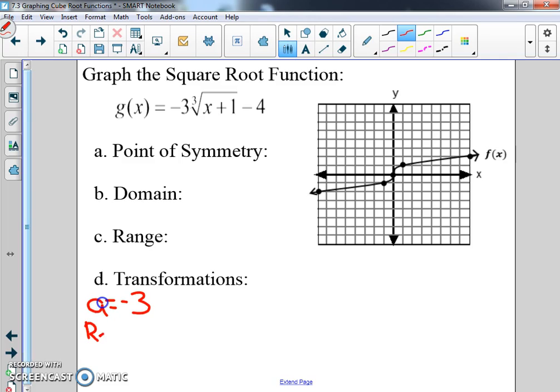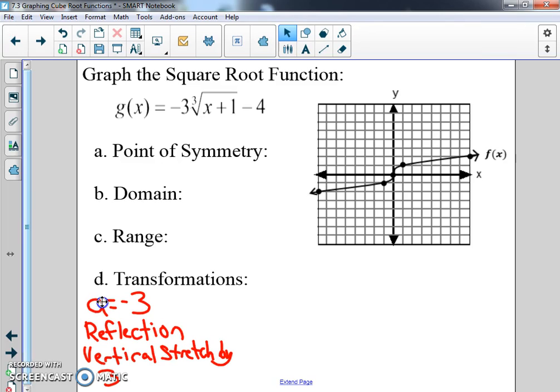Not only do we have a reflection, so we're going to start high and end low, but we also have a vertical stretch by a factor of 3. So the transitions from top to bottom will be much greater than it was here going from bottom to top. So it's just going to be wider, if you will, or vertically stretched. So we'll take a look at that.